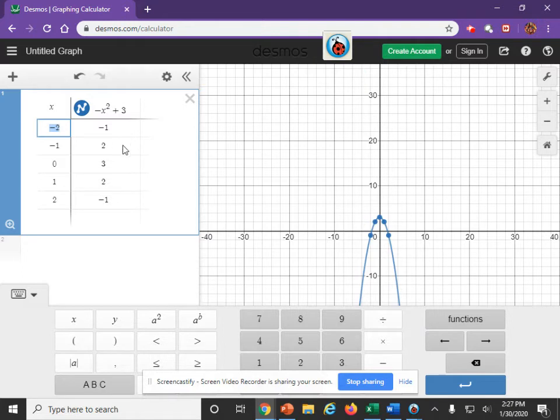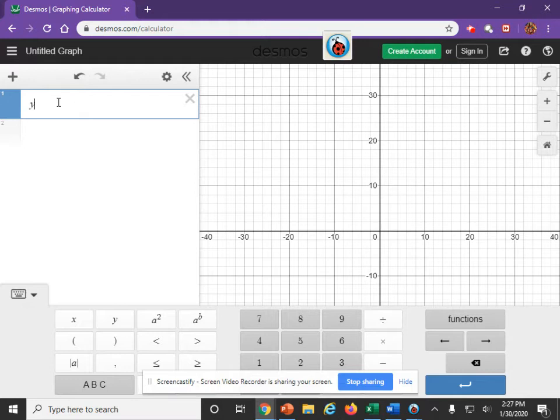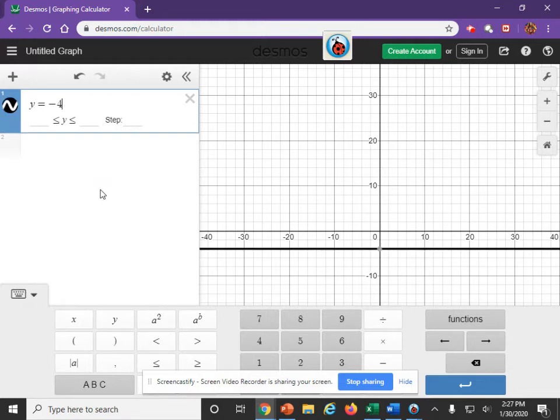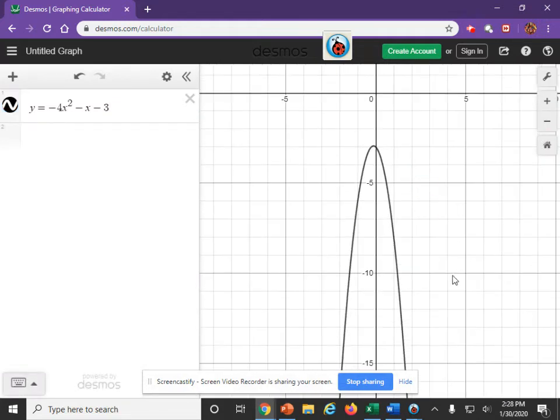All right, I'm going to empty that out. Y equals, I'm moving on to number 10. So you can see how fast I'm able to do these problems when I've got Desmos. Minus x minus 3. All right, I've got my parabola. If I zoom in on it, just take a look here. I've got a nice parabola.